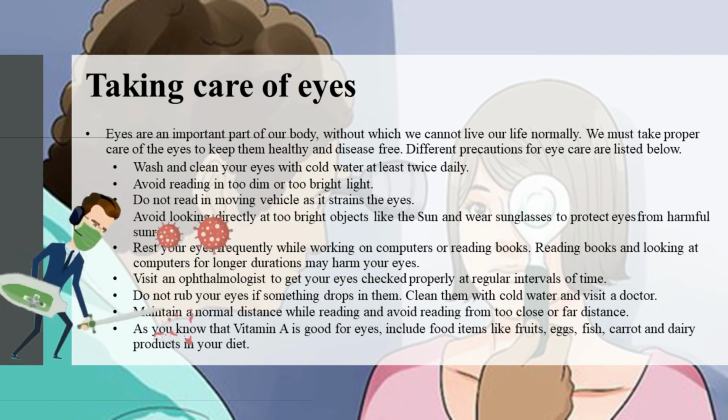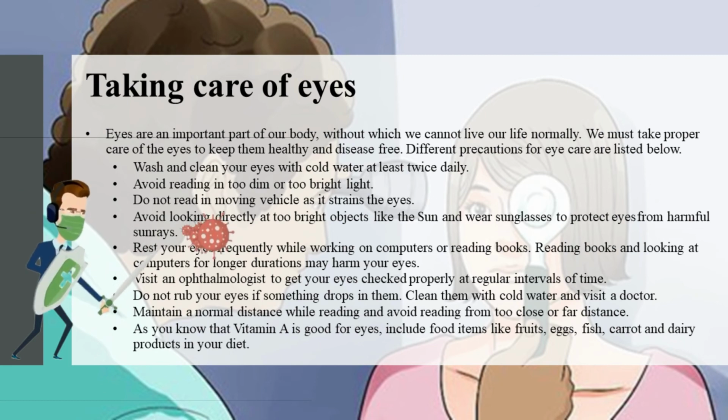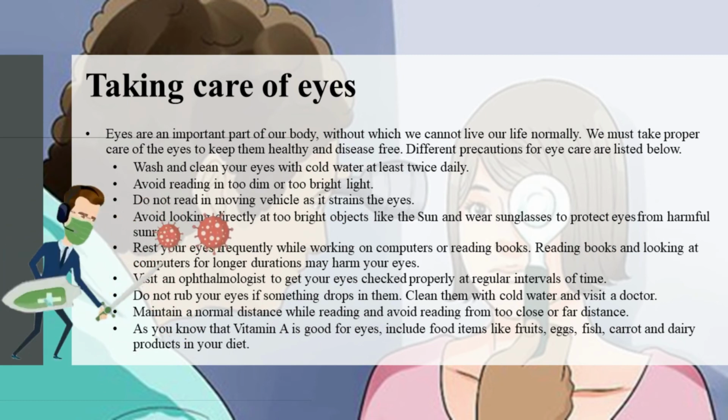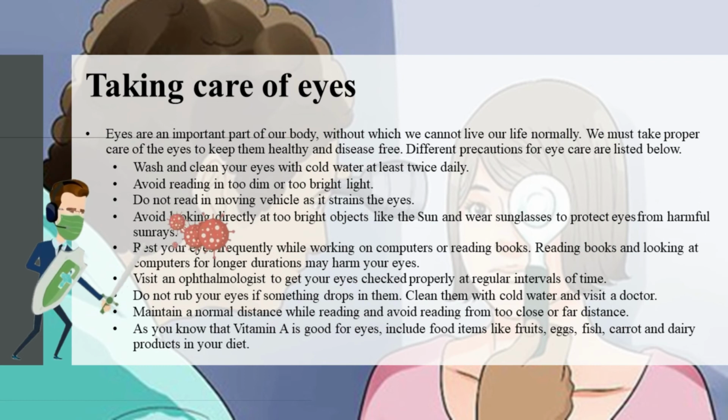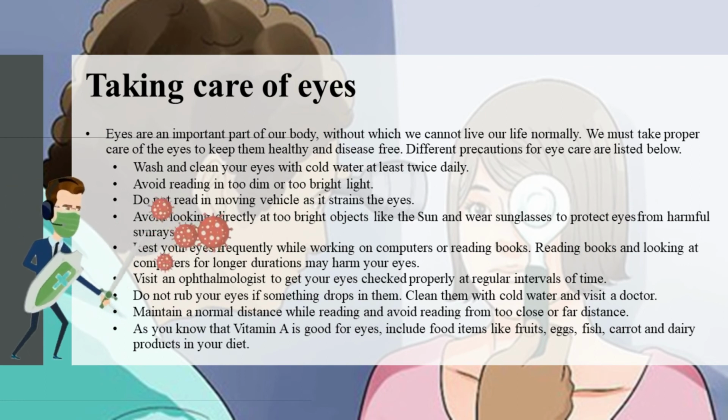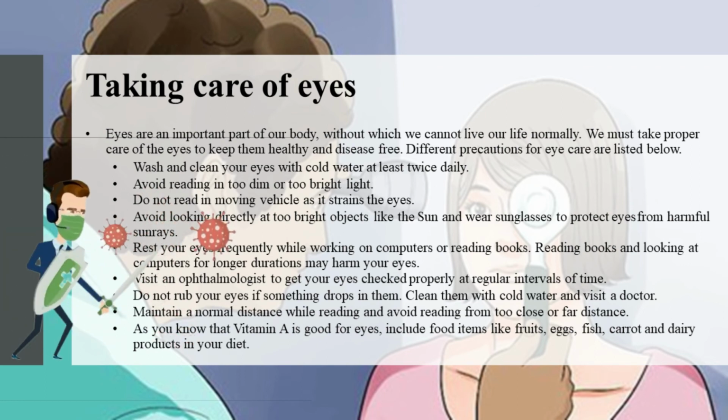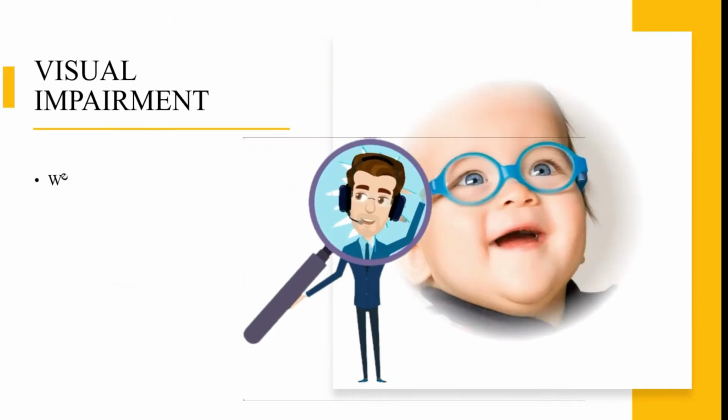Visit an ophthalmologist to get your eyes checked properly at regular intervals of time. Do not rub your eyes if something drops in them. Clean them with cold water and visit a doctor. Maintain a normal distance while reading and avoid reading from too close or too far a distance. As you know that vitamin A is good for eyes, include food items like fruits, eggs, fish, carrots and dairy products in your diet.